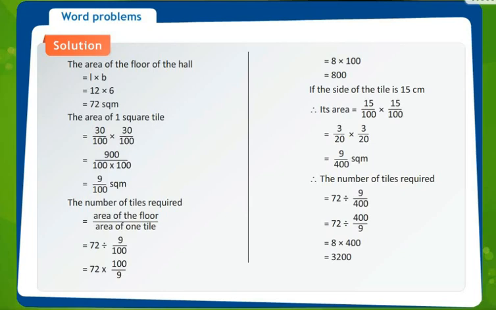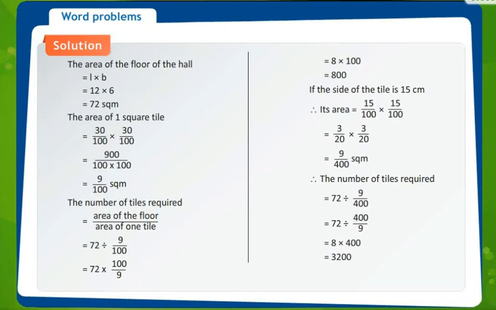If the side of the tile is 15 centimeter, initially we have taken 30, now we will take 15. So the area becomes 15 upon 100 into 15 upon 100. If you further reduce to the lowest terms, we get 3 upon 20 multiply by 3 upon 20, because area of the square is side square. So now it becomes 9 upon 400.